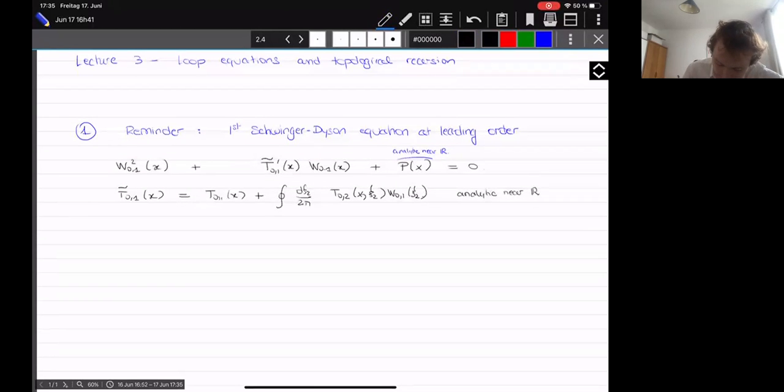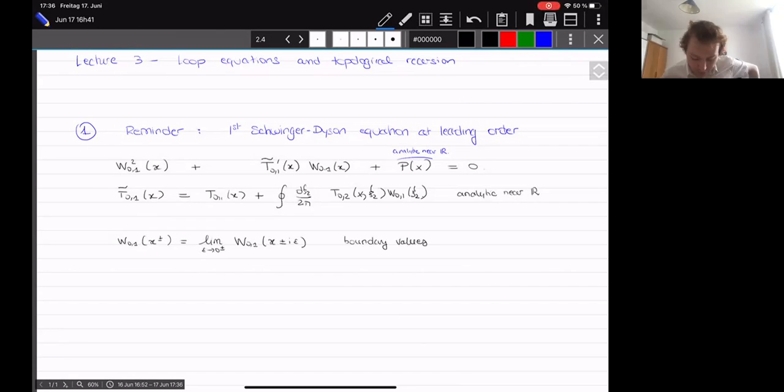So yesterday we've seen that it implies that W01 is going to have discontinuities on a collection of segments on the real line. And also what it tells us is that if you look at W01 when x approaches the real axis, and this you can do from two sides, either from the positive imaginary part or a small negative imaginary part, so these boundary values here, the way we solved this equation yesterday tells us that actually this boundary value exists.